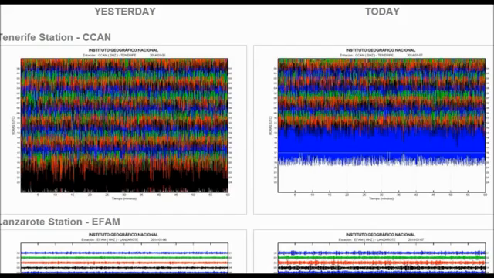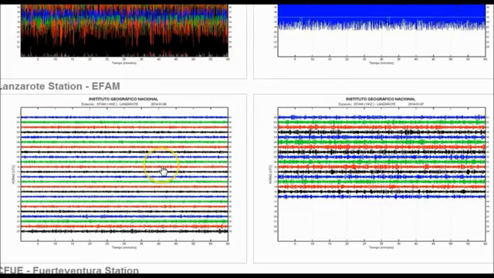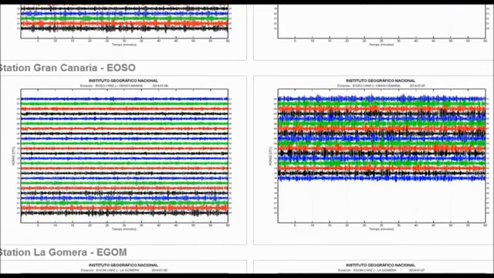This is Tenerife Station. This is Lanzarote, that was yesterday and today. You can see there's an uptick. Much stronger harmonic tremors being recorded today. Here is Fuerteventura yesterday and today. This is the island of Gran Canaria yesterday and today. Now you can see that these harmonic tremors are being felt on the other islands. Being felt isn't really accurate, actually being heard, I should say, because the people aren't feeling this. This is what the seismic acoustic array is recording.